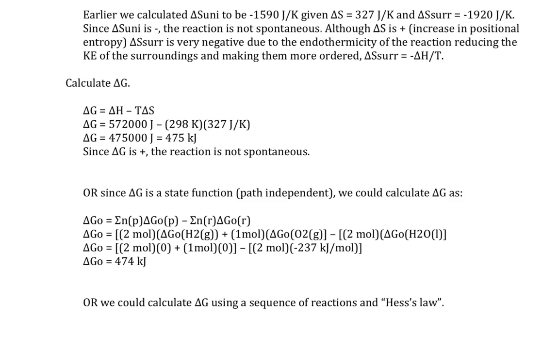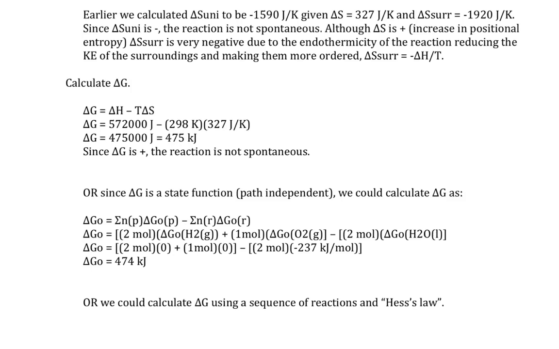We have 1 mole of O2. We look up the value for O2, which is also 0. And then we have minus 2 moles of water. We look up the value for water, which is negative 237 kilojoules per mole. We do all the multiplication, addition, and we get 474 kilojoules. So pretty similar to what we found using the above data.